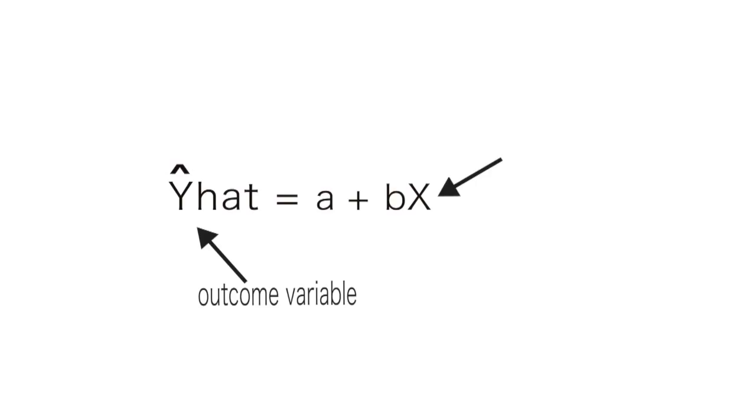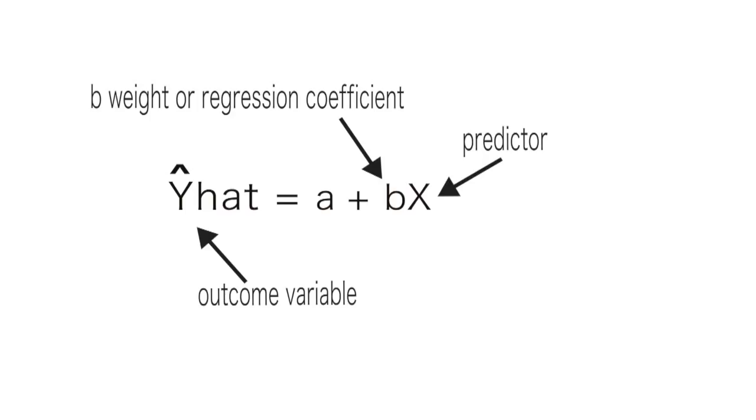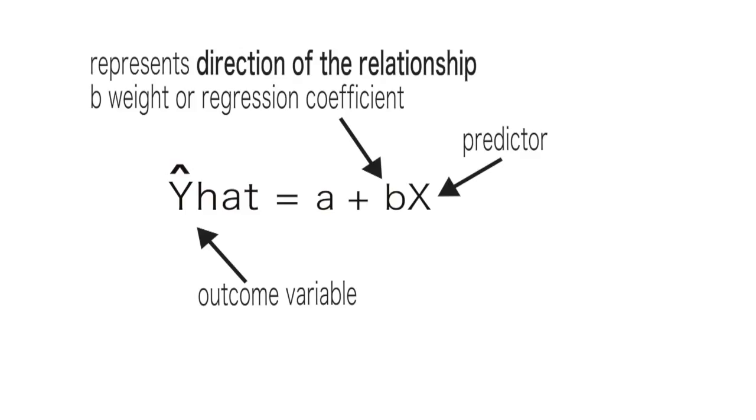So the equation of a straight line is y hat equals a plus bx, where y hat is the outcome variable and x is your predictor. B is known as the B weight, or the regression coefficient. B is a parameter for the predictor. It represents the gradient or the slope of the line. This is like the strength of the relationship. The more the slope, the stronger the relationship. It also represents the direction of the relationship. If B is negative, like in the previous example, then it's a negative relationship. If B is positive, then it's a positive relationship.